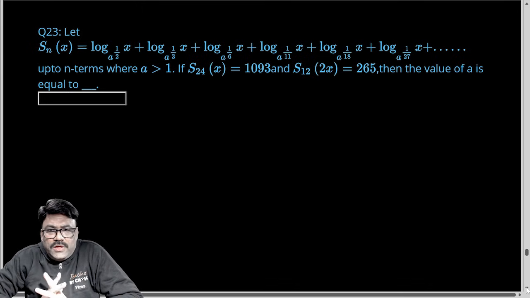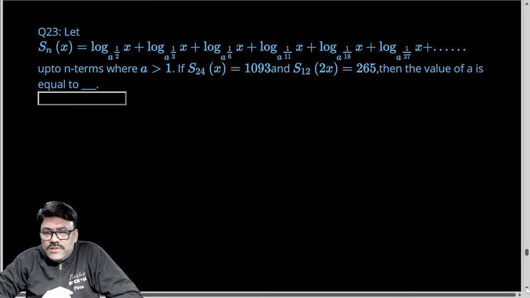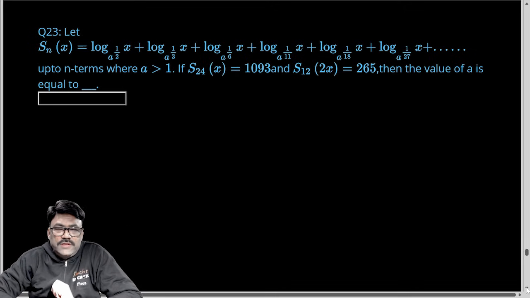See this question. Snx is this given series up to n terms. If I add S24x, 24 terms with x, I will get 1093. And if I add up to 12 terms, replacing x with 2x, then I will get 265. So what is the value of a here?